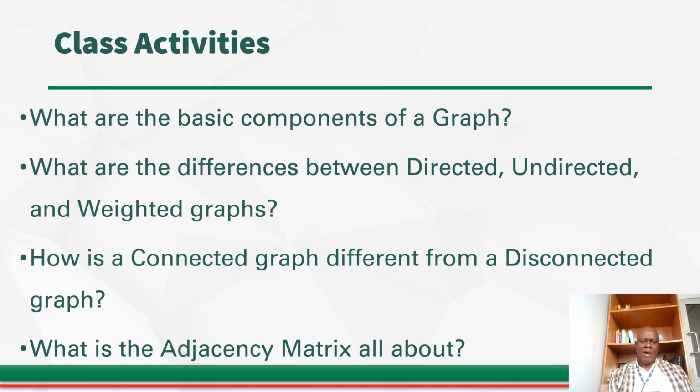And then your activities here, the questions will be: What are the basic components of a graph? I feel you can answer that. What are the differences between directed, going in one direction, undirected, going in both directions, and weighted graphs? How is a connected graph different from a disconnected graph? And what is the adjacency matrix?